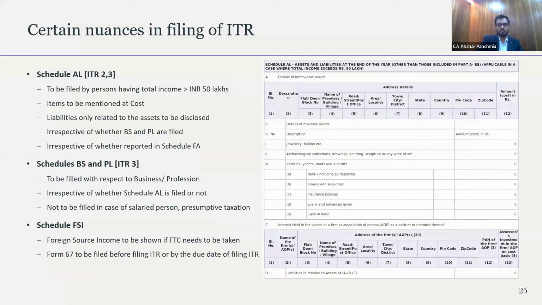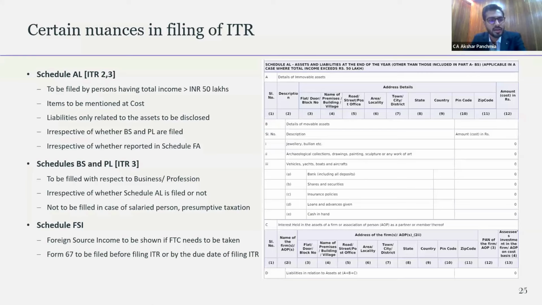Coming next to a particular issue that has been around since the last few years and must be mentioned year on year so that this mistake is not made, because if this mistake is made between filing your Schedule AL and your Schedule FA, it is a very heavy price that one has to pay.